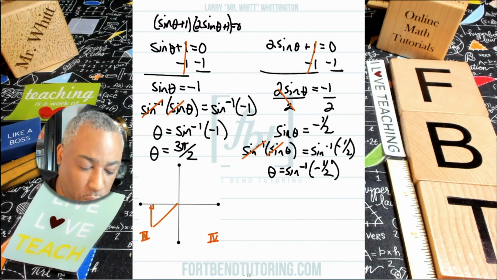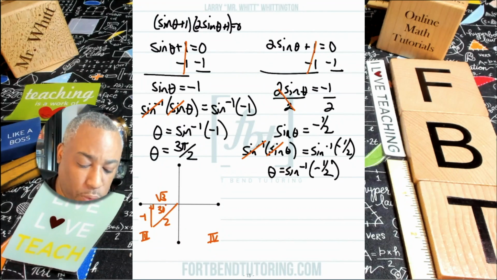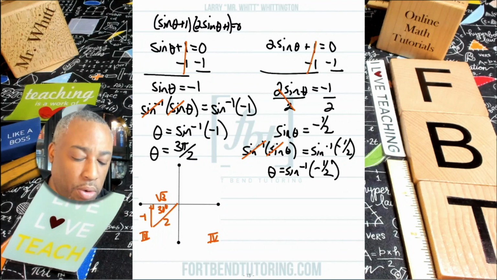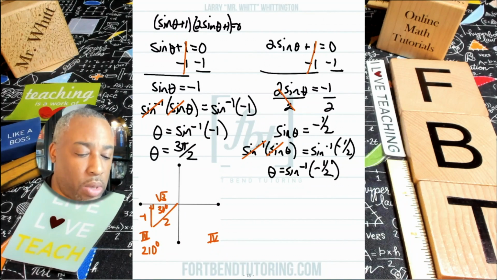In the third quadrant, our y value would be negative 1, our x value would be square root of 3. Hypotenuse is 2. So this reference angle here is 30 degrees. We'll be 30 degrees off of the x-axis, which means that we're going to be at 210 degrees. All right. And I think in degrees, guys. So that's why I'm writing that down.